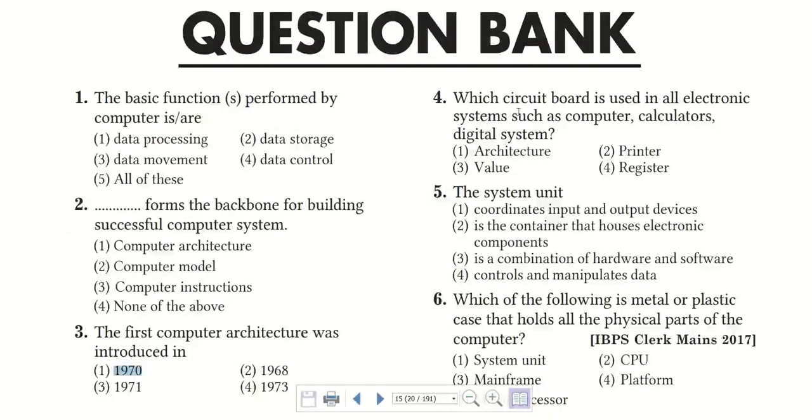The fourth question is which circuit board is used in all electronic systems such as computers, calculators, digital systems. The architecture board is used in all electronic systems such as computers, calculators, digital systems. The next question is the system unit. The system unit is the container that houses electronic components.